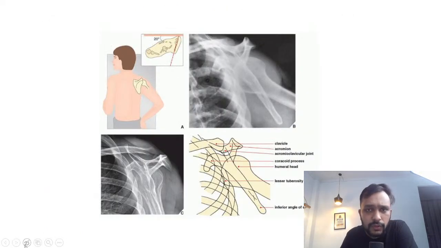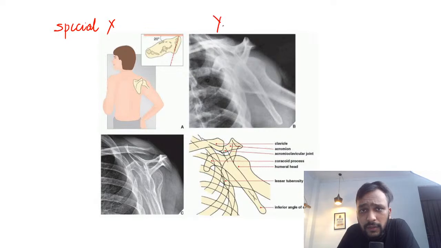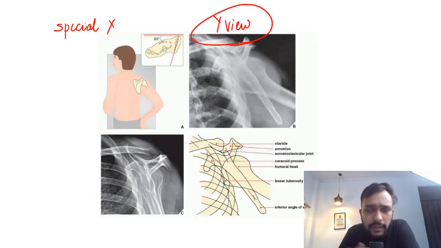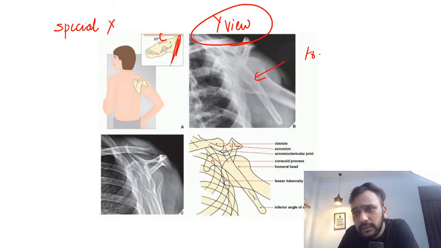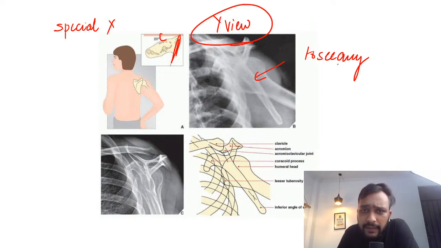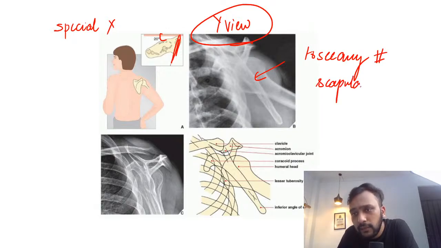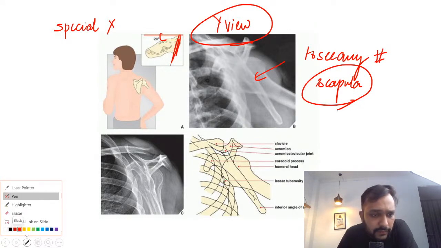view, right? So moving on to another special x-ray that is done for the shoulder joint, that you should be aware of. Okay, so what is this special x-ray? It is your Y view. In this, again, the patient is rotated by more than 20 degrees. He is lying prone on the x-ray table and the x-ray beam is directed along the scapula. This x-ray is used to see any fractures within the scapula. If you take up orthopedics, you will do a lot of these views. Any fracture involving your scapula will be very well visualized on this Y view.